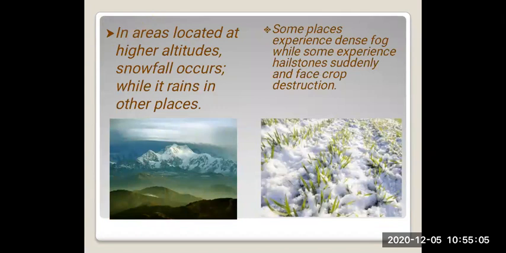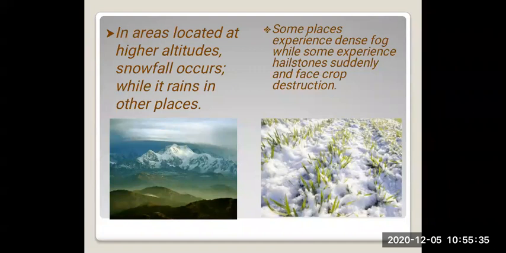In areas located at higher altitudes, snowfall occurs while it rains in other places. When the areas are at high altitudes, snowfall occurs continuously in that area. The snowfall is occurring there. But at the same time, at another place it starts raining.